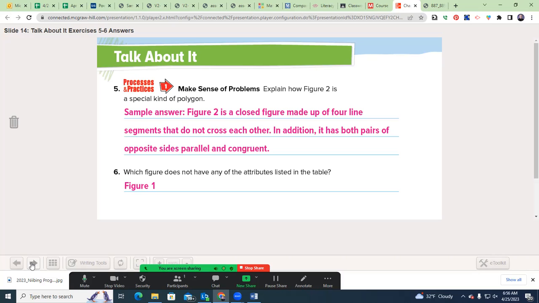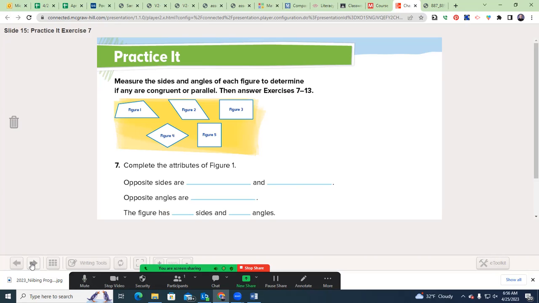Again, if you'd like to pause the video, you're welcome to do such now. All right, now let's turn to the top of 925 and practice it. With each of these, I will tell you when to pause the video. I'll let you do it. You unpause the video, you come back, and then we'll discuss it. So go ahead on this part and measure the sides and angles of each figure, determine if any are congruent or parallel.